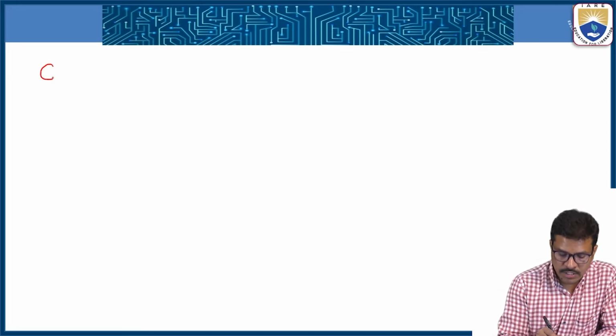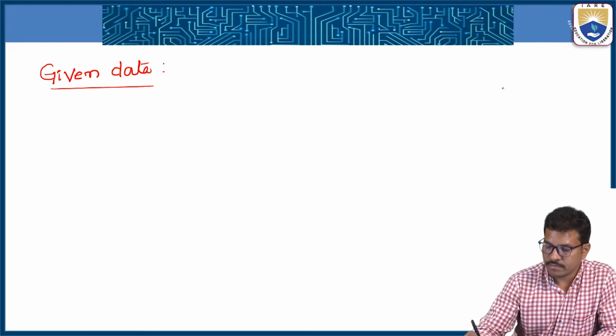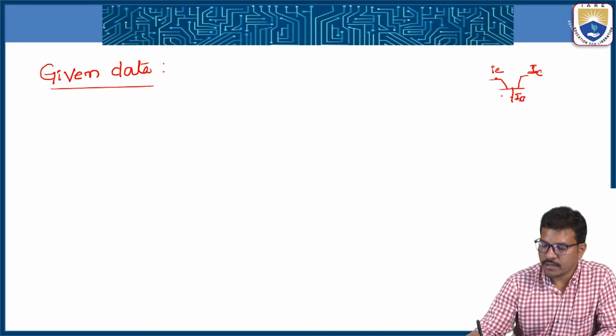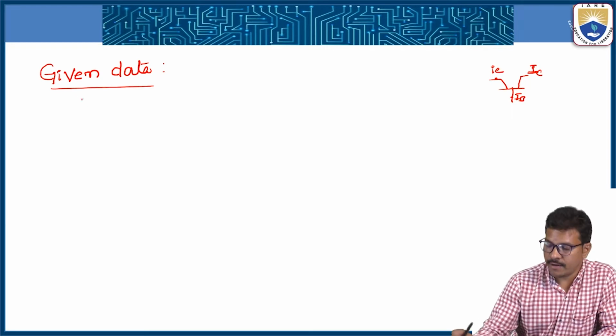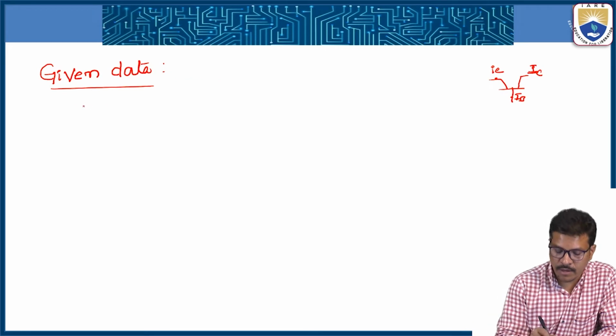Given parameters, given data. It is a common base configuration. In common base, emitter is the input current, collector is the output current, and this is the base current. So the given data: collector current IC is equal to 2.98 milliampere.